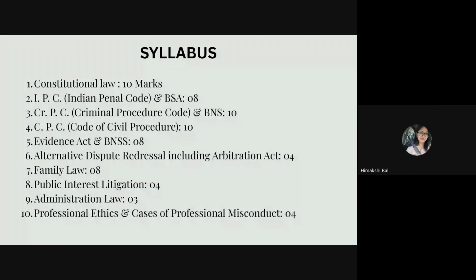My next question is, can you please throw a little light on the registration process and the documents which will be required? In the State Bar Council? Ma'am, for appearing in the AIB exam.